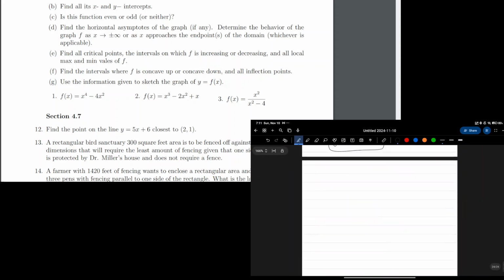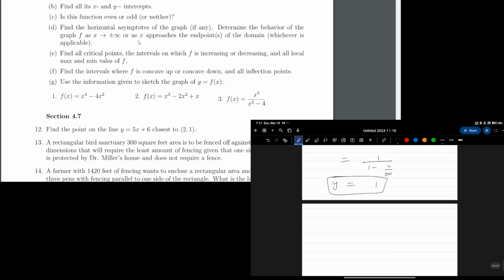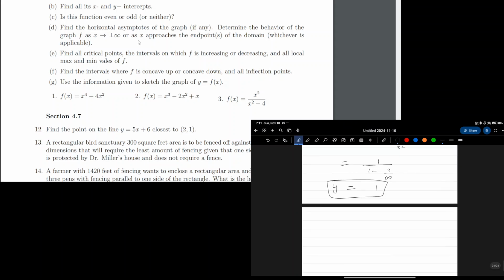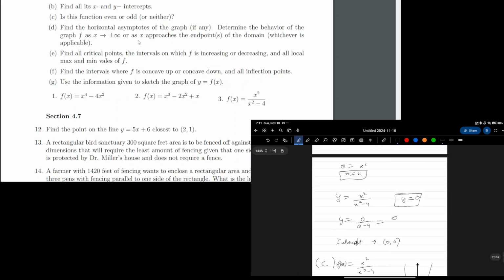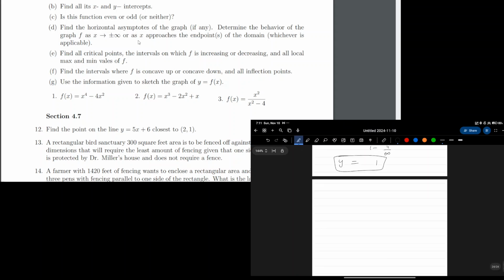Alright? What's the next? Yeah, with the horizontal asymptote, let me also tell you the vertical asymptote. So the vertical asymptotes were basically the numbers that were not included in my domain, which were plus and minus 2. So I have vertical asymptotes at x equals plus 2 and x equals minus 2. Okay?